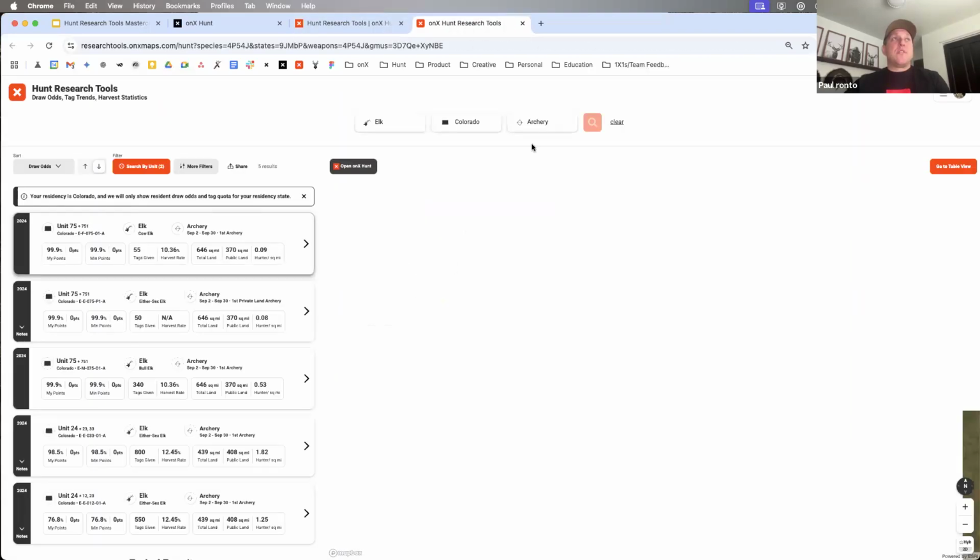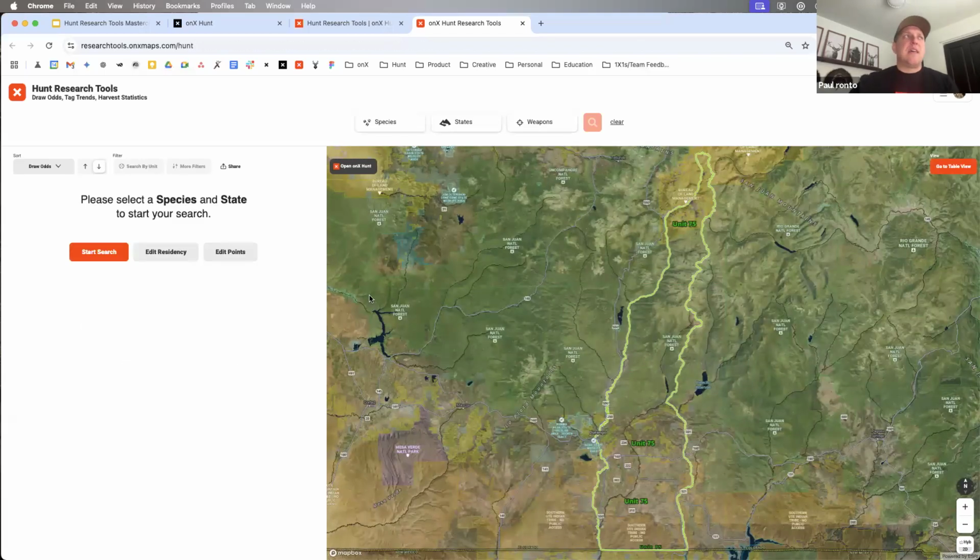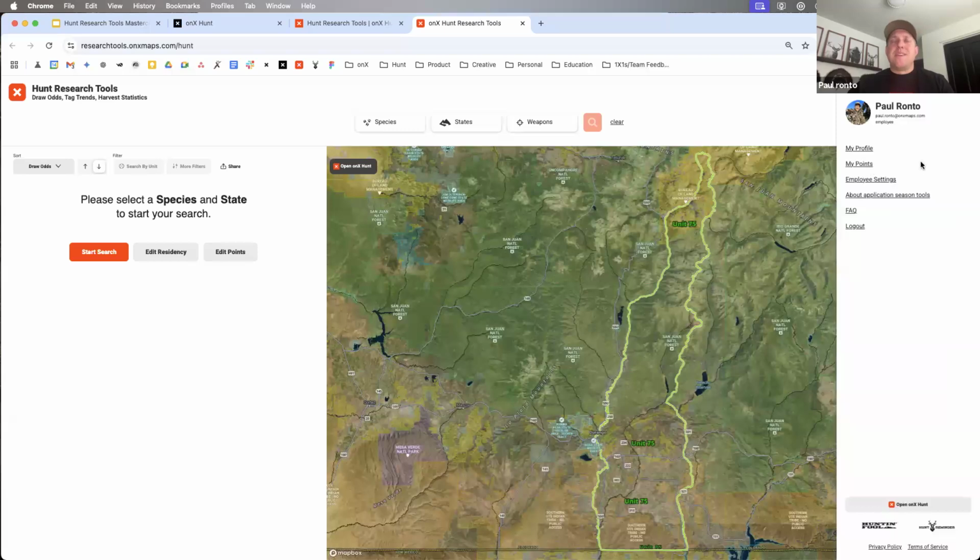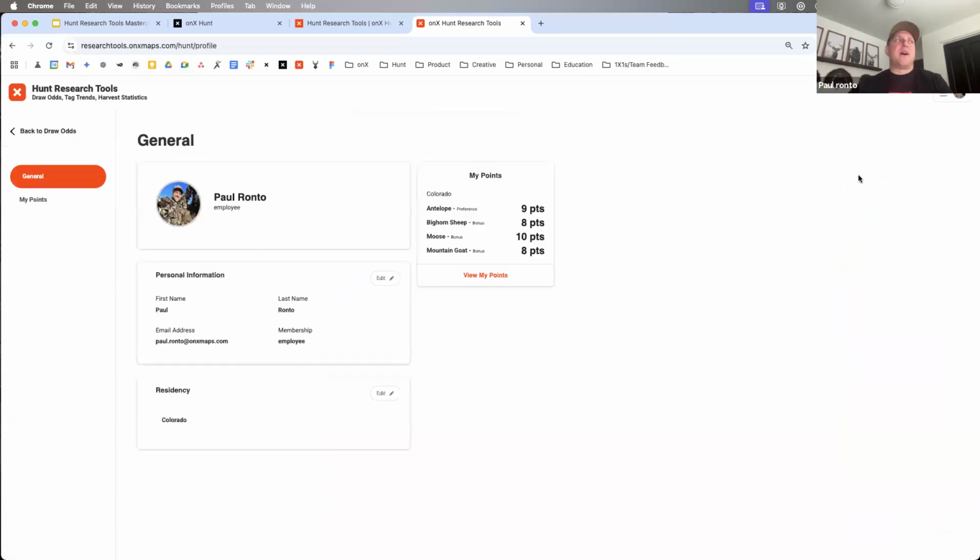So now we're in the tool. So let's clear this out. This is the blank state that you'll get to when you land on this page. So first things first, we want to go into our profile and set our residency and set our points. So when you land here, before you even start searching and playing around, my recommendation is to go up here in the upper right-hand corner and click this icon menu. This will open this tab and then go into my profile.